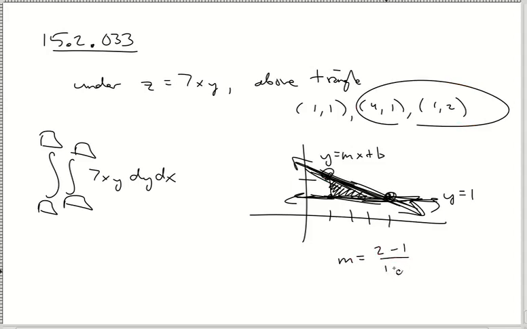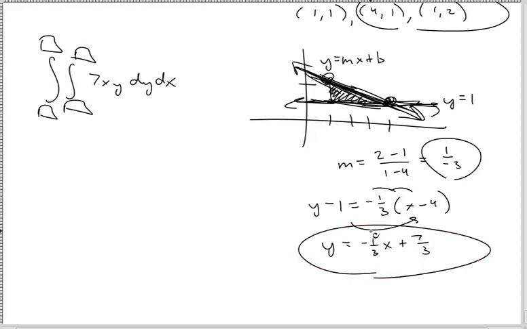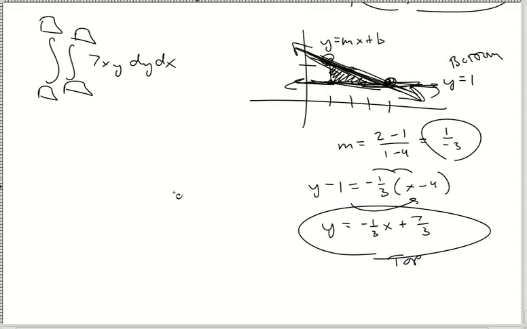2 minus 1 over 1 minus 4, 1 over negative 3. And so that's going to be my slope. And then y minus 1 equals negative 1/3 times x minus 4. Move this, distribute, move this guy over. I'll just give it to you. It's negative 1/3 x plus 7/3. So that's my line for the top. This is my bottom. And so here we go, filling it all in now. My bottom is a 1, while my top is negative 1/3 x plus 7/3.